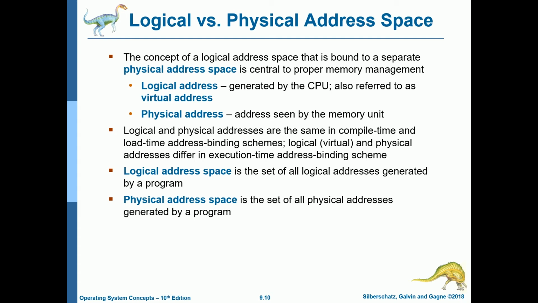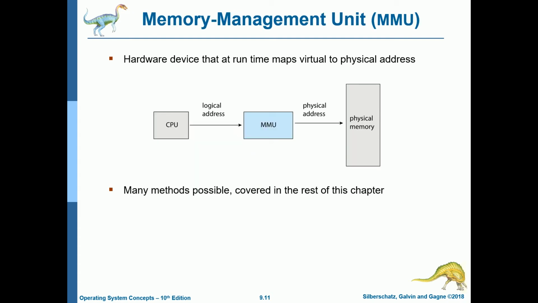The set of logical addresses generated by a program is a logical address space. The set of all physical addresses corresponding to these logical addresses is a physical address space. Thus, in the execution time address binding scheme, the logical and physical addresses differ. The runtime mapping from virtual to physical addresses is done by a hardware device called the memory management unit, or MMU. We can see that right here.